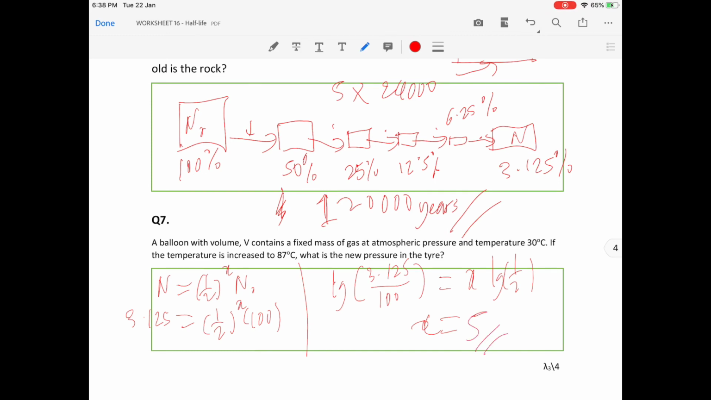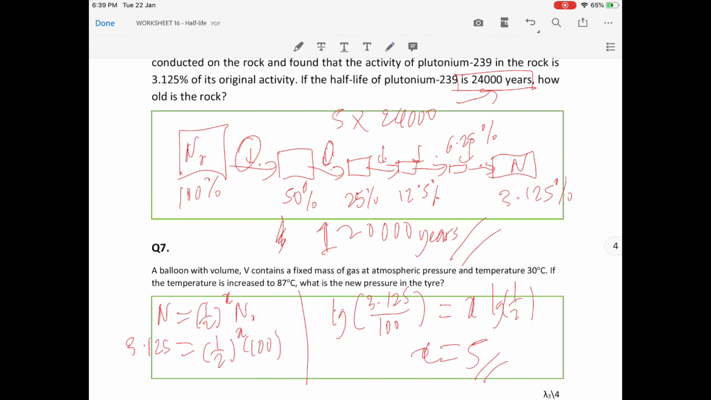Does this number look familiar? If you count the number of arrows, 1 2 3 4 5, the number of arrows here, it's the same thing. So 5, in this case, the half-life is 24,000 years. It's stated here as 24,000 years. So what I'm going to do is total time is 5 times 24,000 years, which should give me 120,000 years.